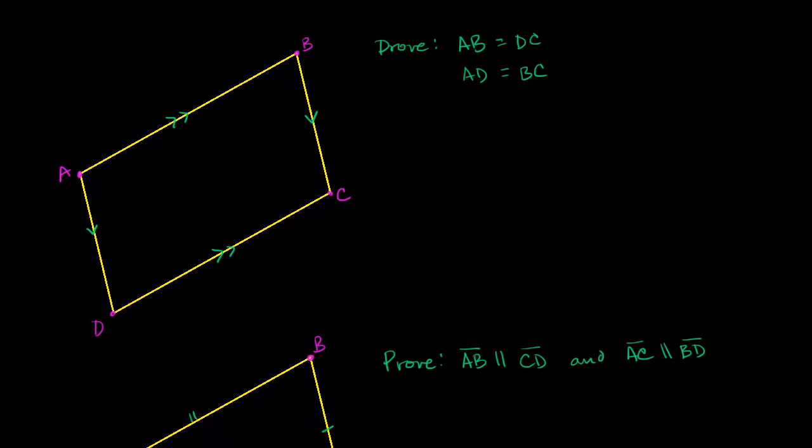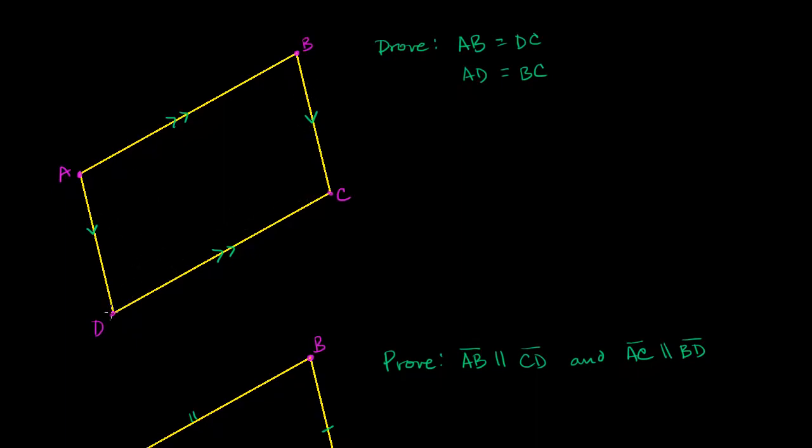What we're going to prove in this video is a couple of fairly straightforward parallelogram related proofs. And this first one, we're going to say, hey, if we have this parallelogram ABCD, let's prove that the opposite sides have the same length. So prove that AB is equal to DC and that AD is equal to BC.